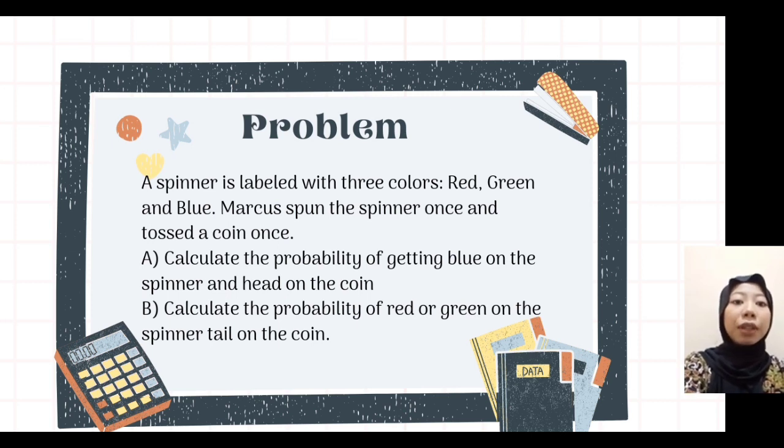Next, the problem of the tree diagram. The problem is a spinner is labeled with 3 colors: red, green, and blue. Markers spun the spinner once and tossed a coin once. A. Calculate the probability of getting blue on the spinner and head on the coin. B. Calculate the probability of red or green on the spinner and tail on the coin.